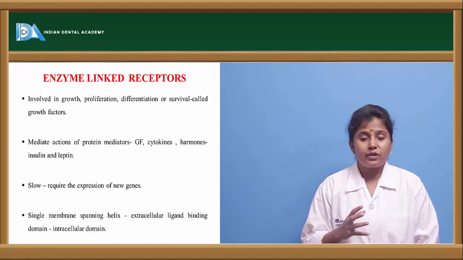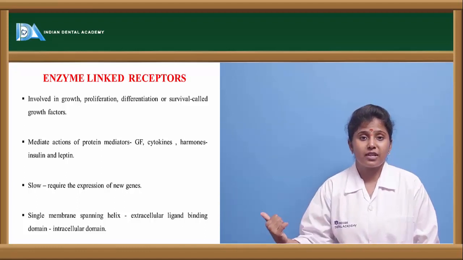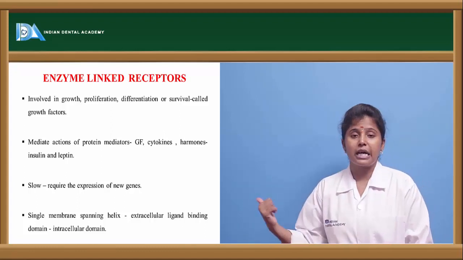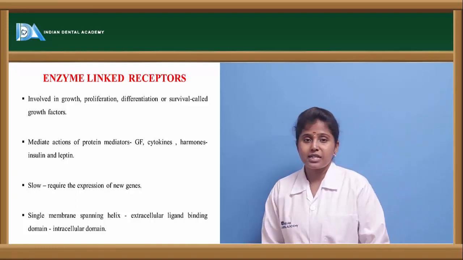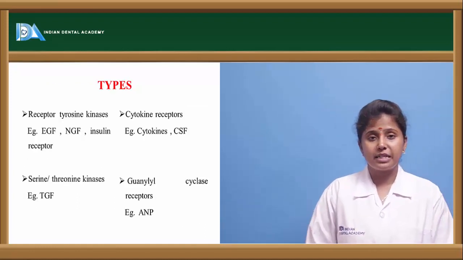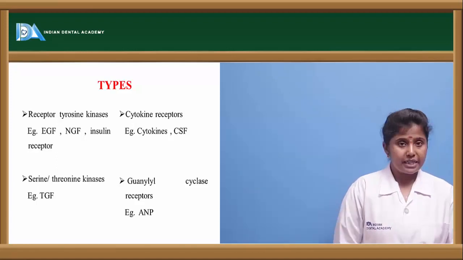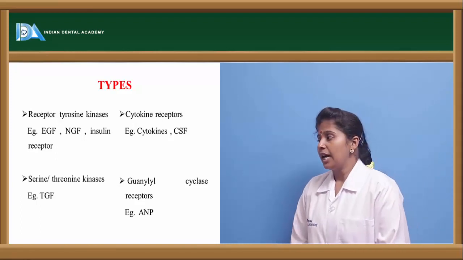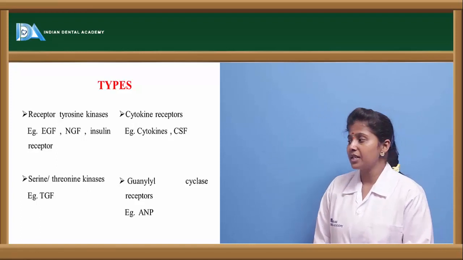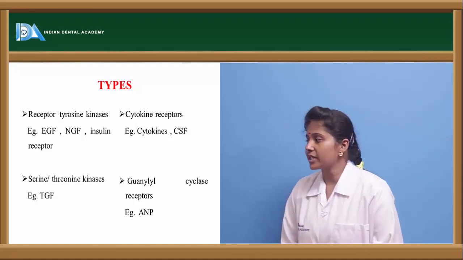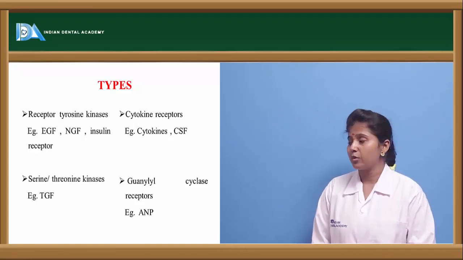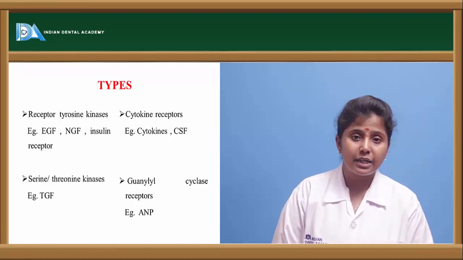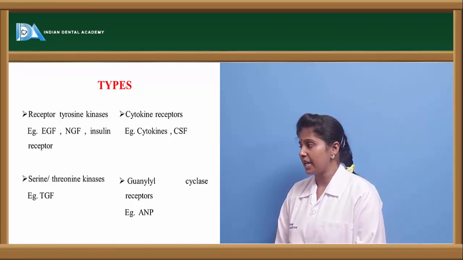The mechanism by which these types of receptors work is very slow, because the drug has to bind to the receptor, gene expression has to be changed, and only then the receptor shows its action. And if we see the types of these receptors, there are receptor tyrosine kinases, for which the examples include EGF, NGF and insulin receptors, and serine or threonine kinase receptors, that is TGF receptors, and cytokine receptors like CSF receptors, and guanylyl cyclase receptors that include atrial natriuretic peptide, that is ANP.